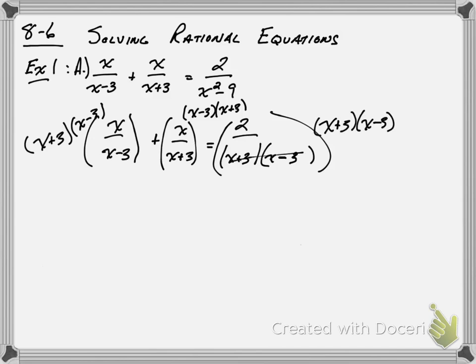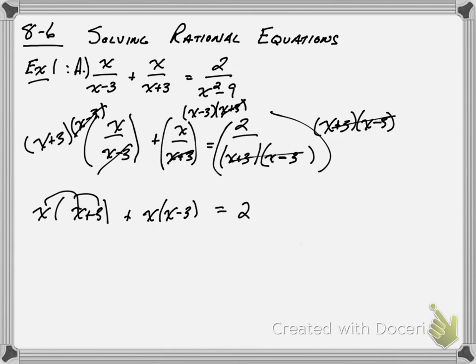Okay, what happens? Well, this whole thing cancels. That's good. I end up with 2 on the right. What happens here? Well, the x plus 3 cancels. That gives me x times x minus 3. And what cancels here? Well, the x minus 3's cancel, and that gives me x times x plus 3. So let's go clean it up a little bit.